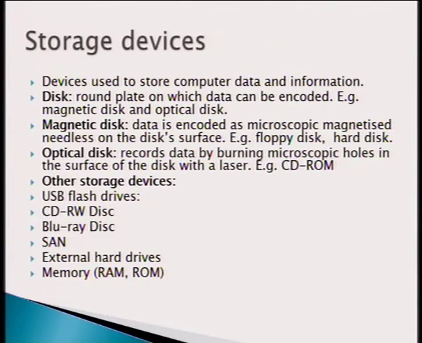Now the magnetic disk is a type of disk in which data is written as microscopic magnetized needles on the disk surface. So basically, this is a type of disk where data is written magnetically on the disk's surface. Say for instance, your floppy disk. These are old storage devices. I don't really know whether they are still in use, but maybe the hard disk of the computer, and so on. And then the optical disk.